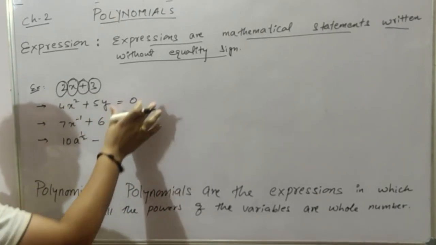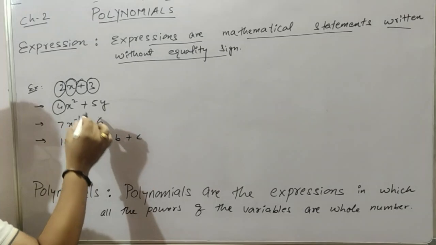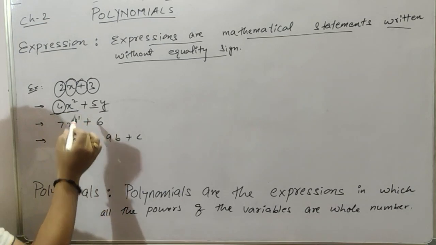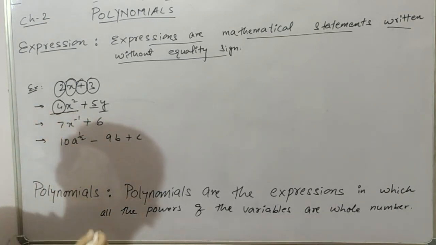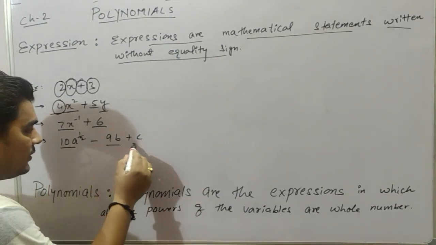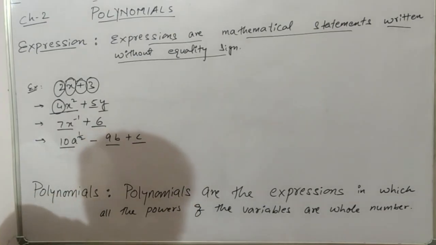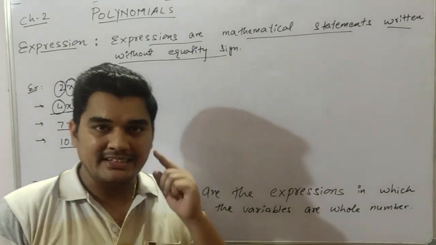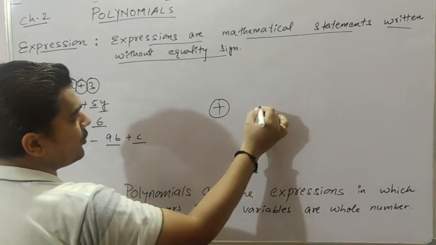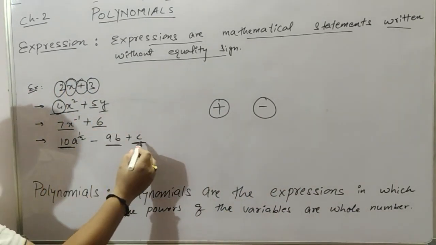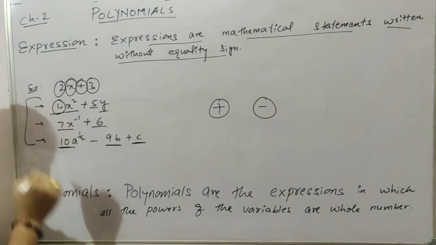Done. So here you can see all these are expressions because we have not put an equal to sign. Now let us check what is the meaning of 4. What is 4 here, and what is x here, and what about 5 and y? In the first expression we have only 2 terms, in the second expression also we have 2 terms, and in the third expression we have 3 terms. Understood? Now we know in expressions terms are separated by plus or minus sign.